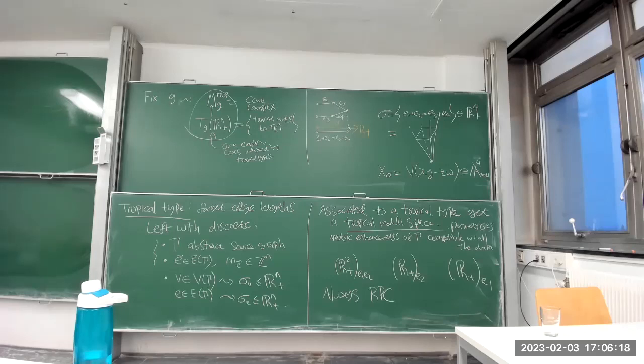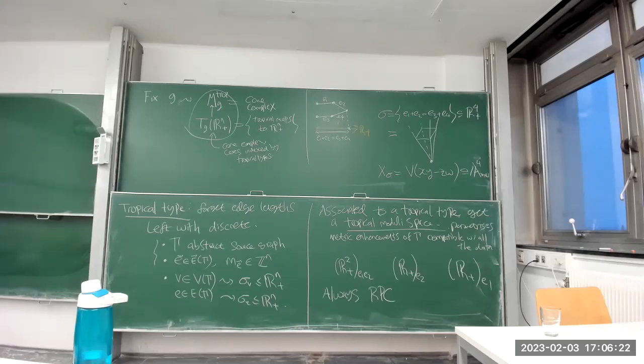So I said that these tropical maps are supposed to be modeling something in algebraic geometry, and these are these things called logarithmic maps. So let me sort of introduce those.